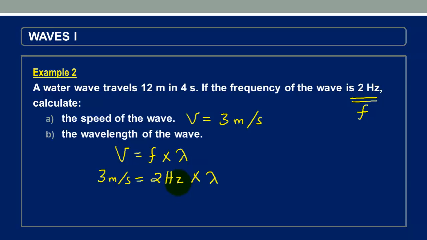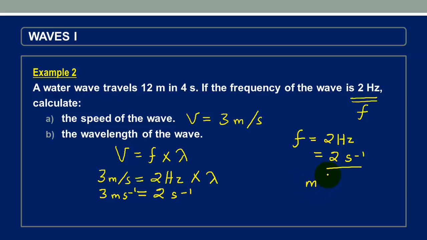Frequency can also have the units per second. In other words, if we are told that this frequency is 2 Hz, we can write it as 2 per second, because frequency is the number of happenings per second, number of oscillations per second, number of vibrations per second. So it is number of happenings per second. So over here, so that these units can cancel out, this will be in per second. This will be 3 meters per second.